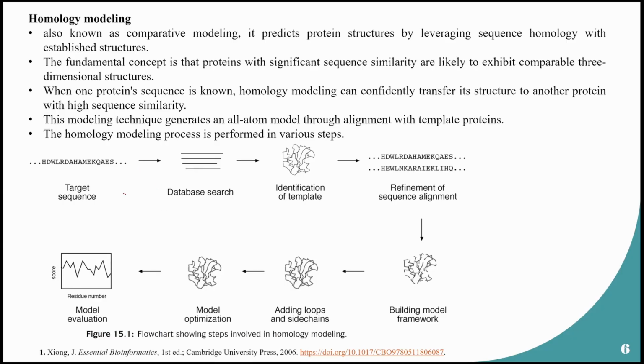So basically the process was that first you have your target sequence, then you try to do a database search, try to find a good template, then you do a sequence alignment, you do refinement of the sequence alignment, and from that you try to first build the backbone, and then you add the loops and the side chains, the model optimization, and finally comes the model evaluation. So does anybody remember how we built the backbones particularly?